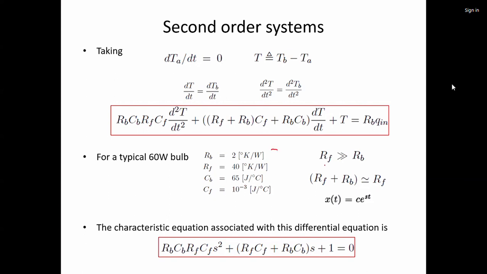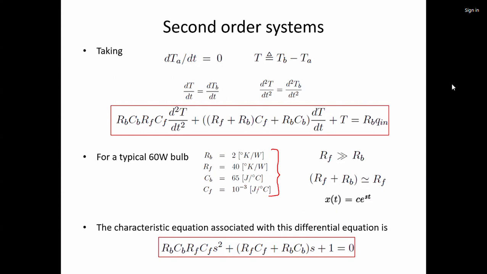These are practically measured values. You can see that RF is very high compared to RB. That means if you have a term like RF plus RB, you can just approximate this as RF, because RF is very, very high compared to RB. So you do this approximation.